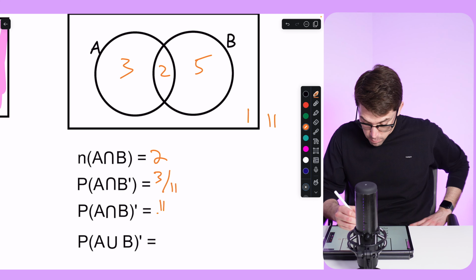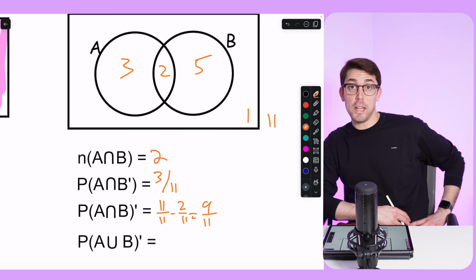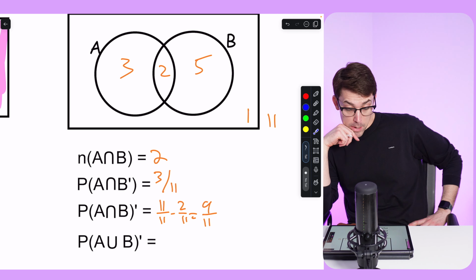Well, 11 over 11 minus 2 over 11 is going to be giving me 9 over 11. All right, there's my probability right there.